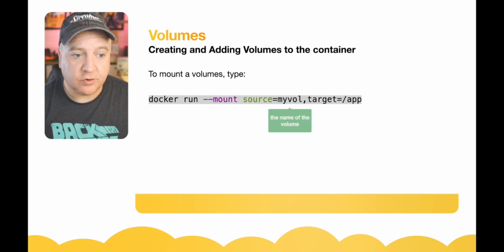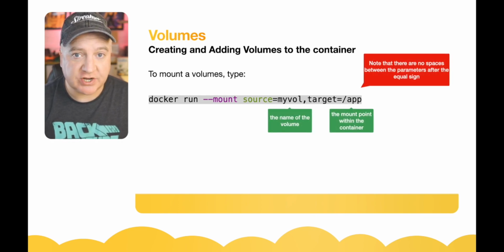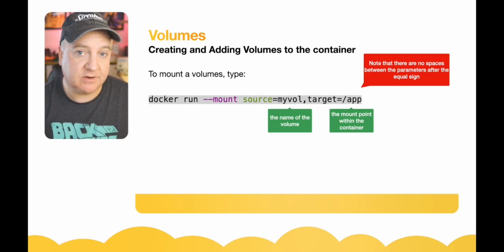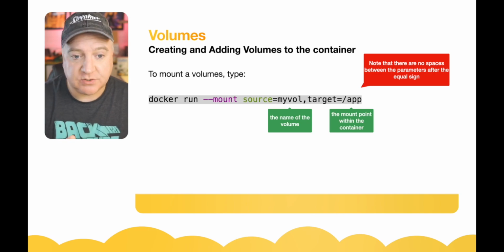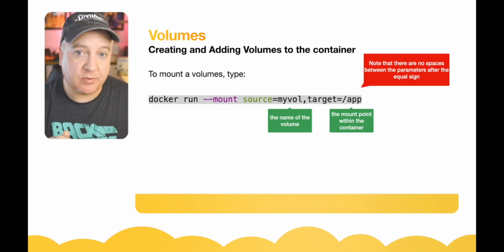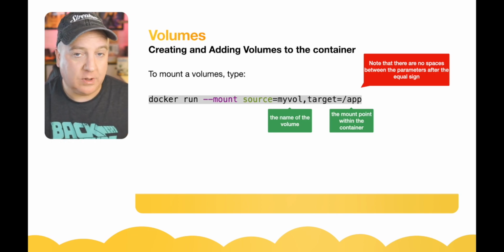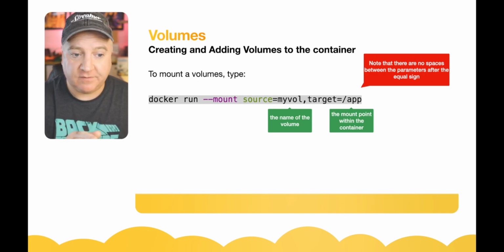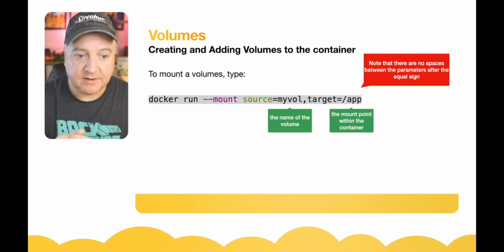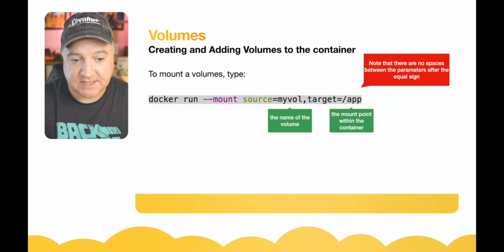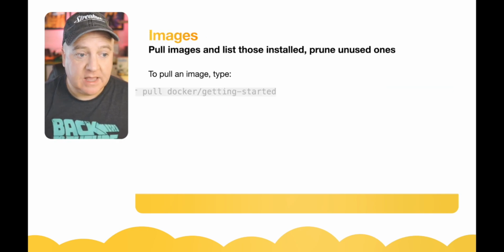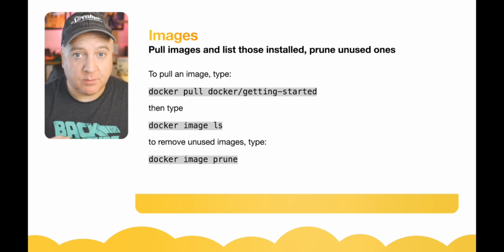So to mount a volume, we simply type docker run --mount and then source equals myvol, target equals and then the path within the container that you want to mount it on. The important thing to note there is that there are no spaces between the parameters after the equals sign after source. If you put a space between myvol, space target, it won't actually work, it won't recognize that. So myvol in this case is the name of the volume and the mount point within the container is /app in this case.